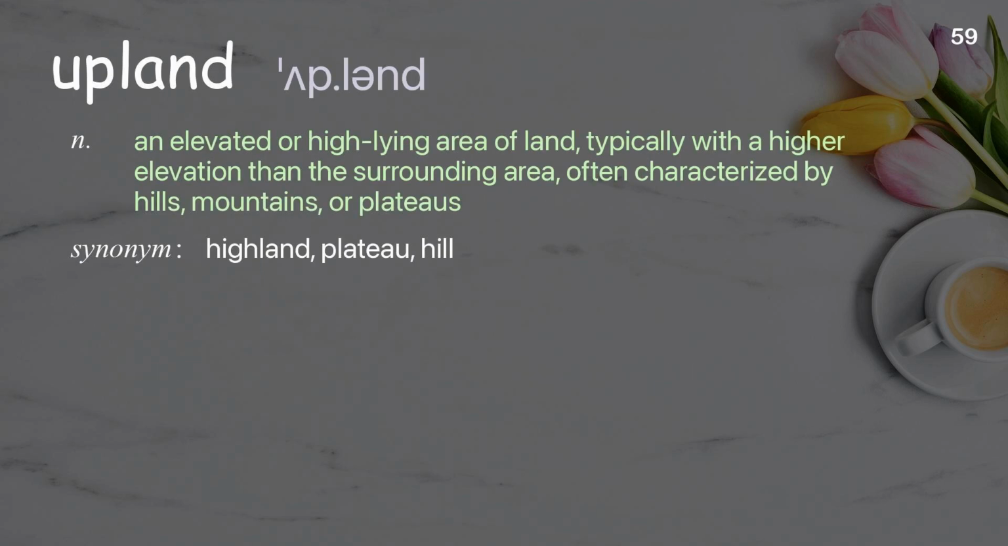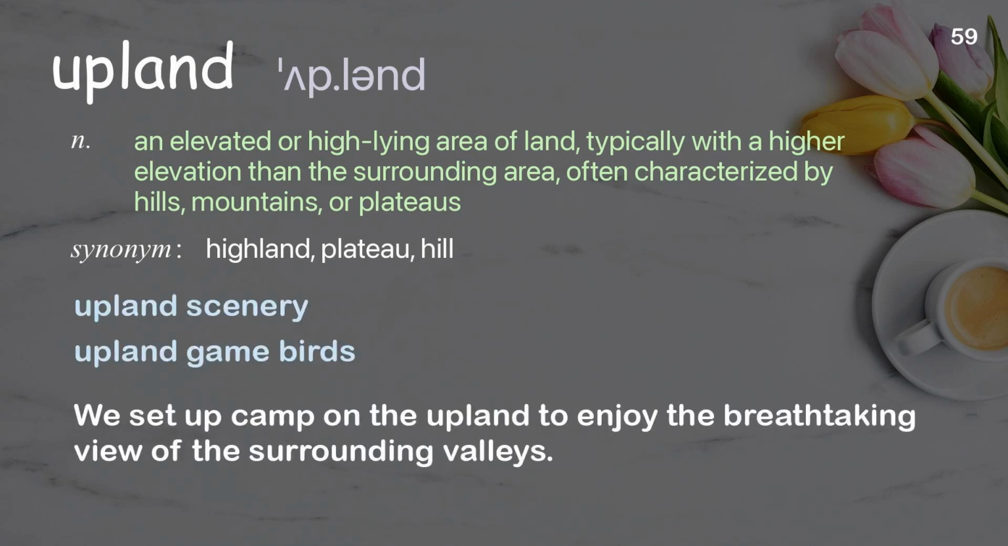Upland. An elevated or high-lying area of land, typically with a higher elevation than the surrounding area, often characterized by hills, mountains, or plateaus. Examples: Upland scenery. Upland game birds. We set up camp on the upland to enjoy the breathtaking view of the surrounding valleys.